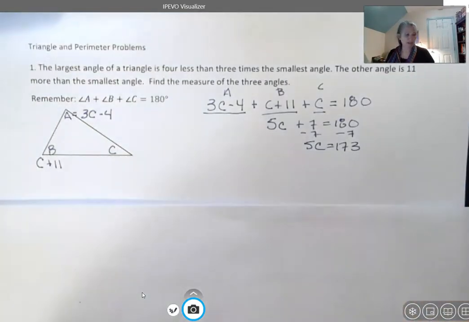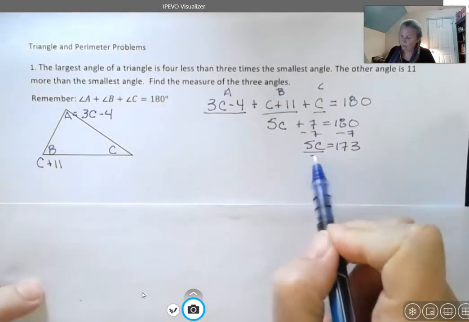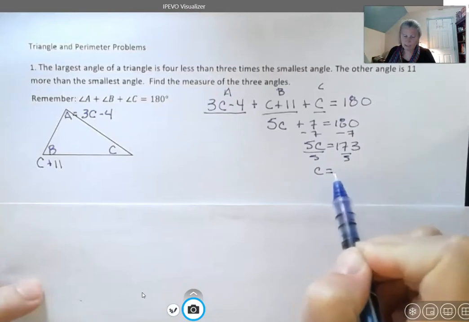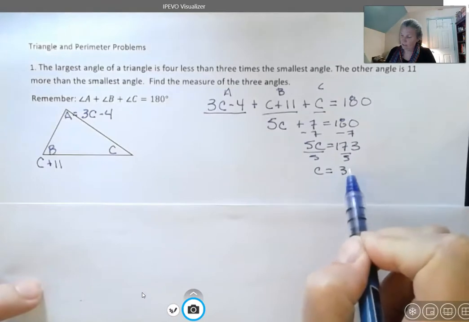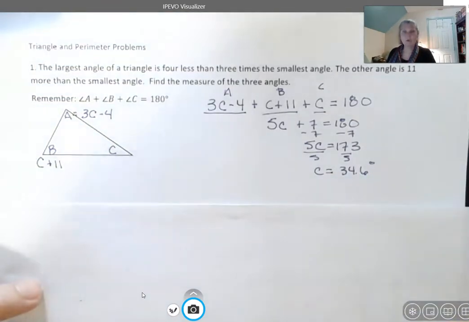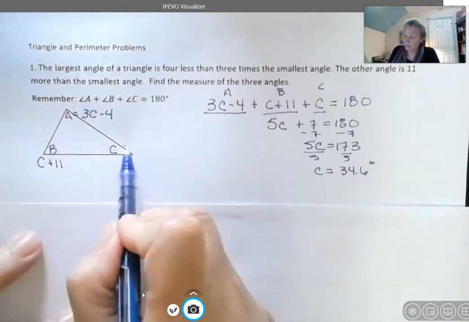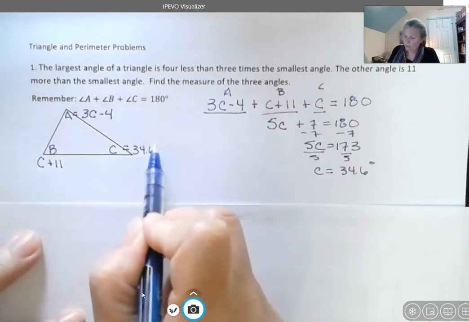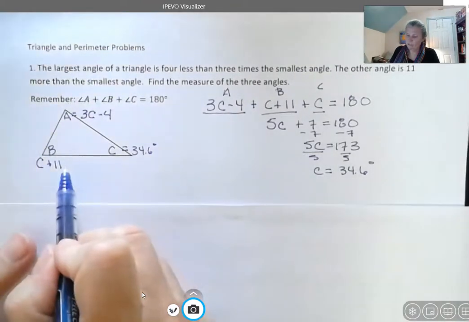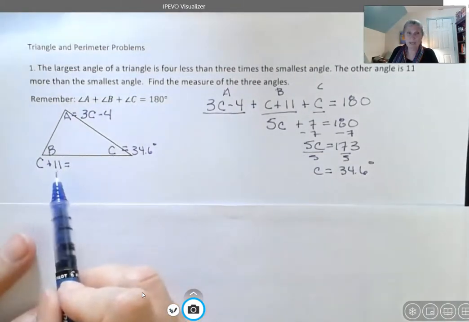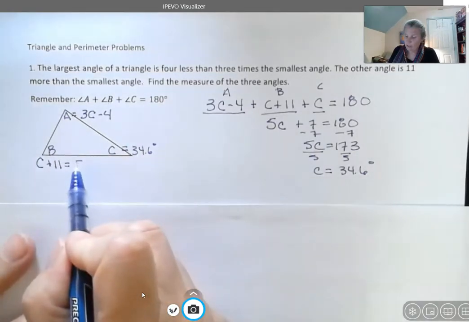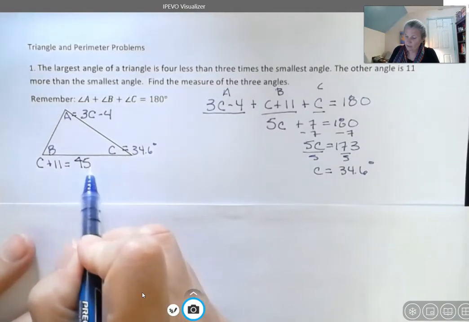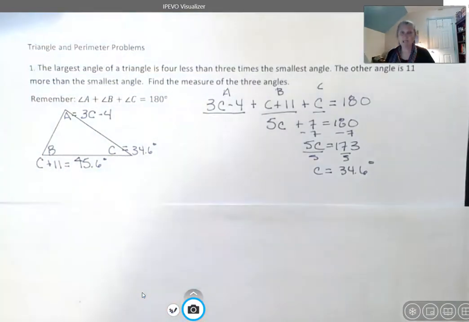Well, it doesn't look like it's going to come out to be a nice even number, but it doesn't always happen that way. So I'm going to divide both sides by 5, and C equals 34.6. I did that earlier, and that's degrees. So I know that C is 34.6 degrees. I know I can find B over here because all I have to do is add 11 to that. 34 plus 11 is 45, so that's going to be 45.6 degrees. Just adding that on.